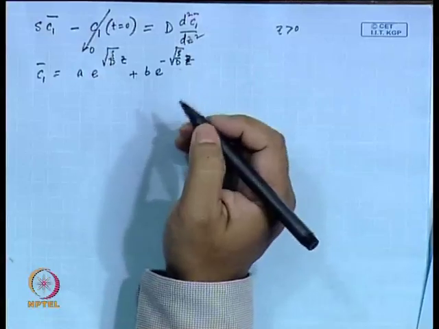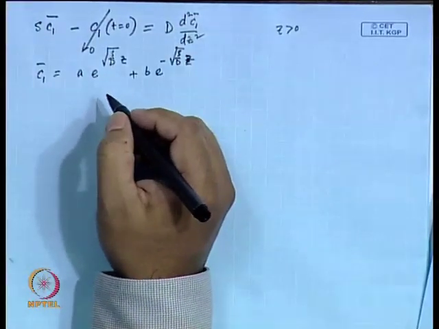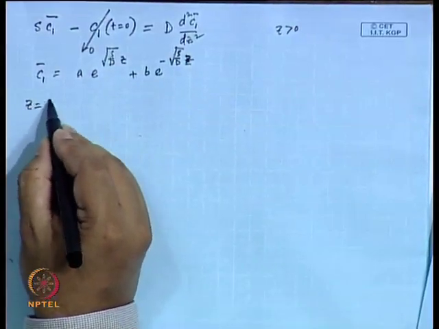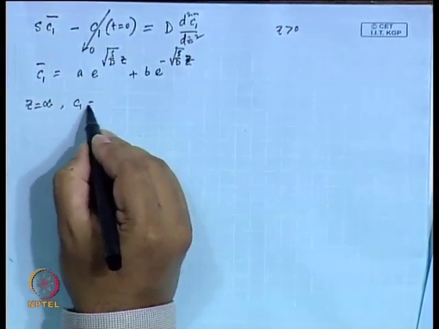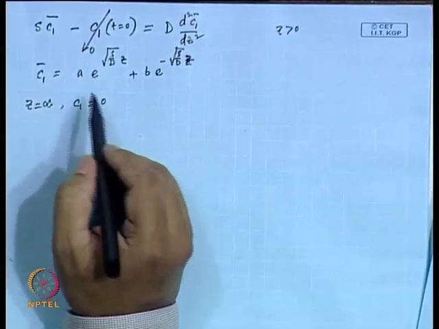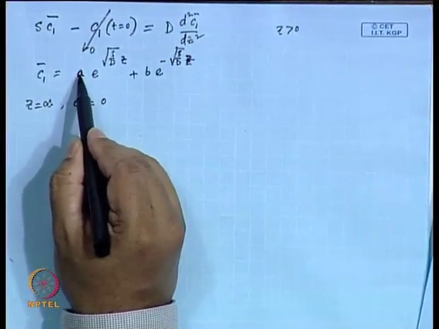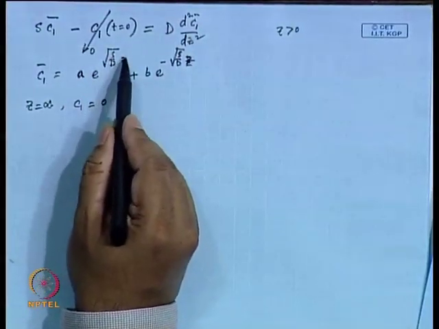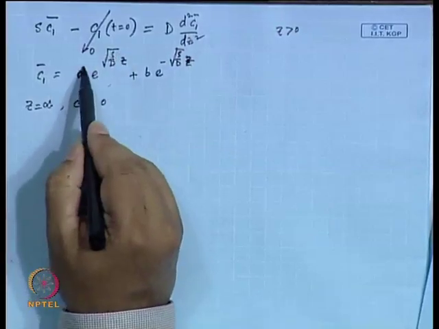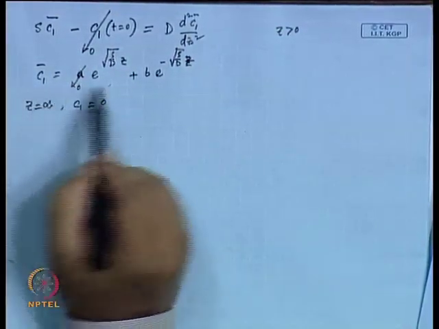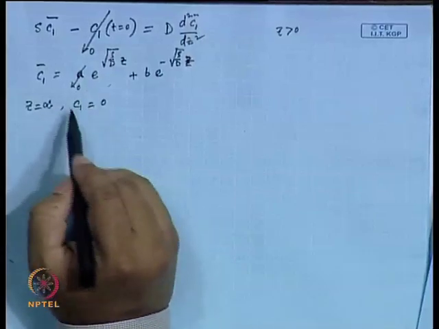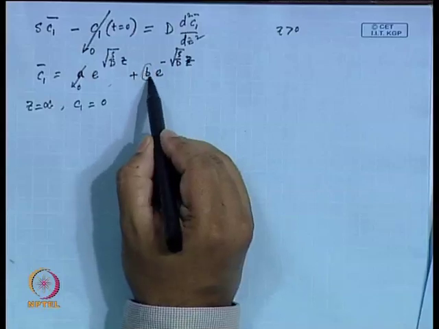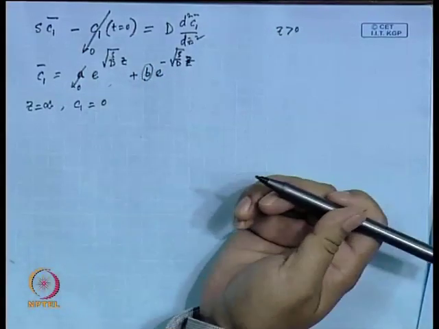Then you try to find out how you incorporate the boundary conditions, and at the very outset we see that at z equal to infinity, C1 is finite, C1 is equal to 0 as a matter of fact. Now, if we do not force this a to be 0, then e to the power infinity, if z is infinity, you will be in trouble, because finally C1 is equal to 0 at z equal to infinity. So, this has to be equal to 0, and you are left with only this b term, and that b term has to be evaluated using the other boundary condition.